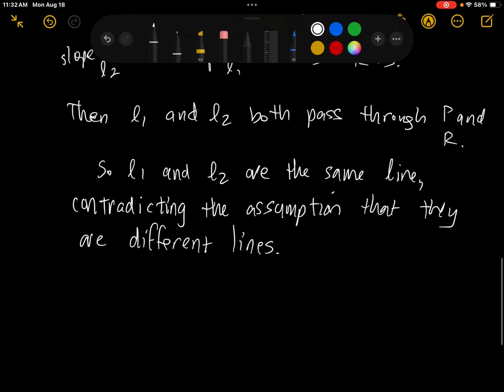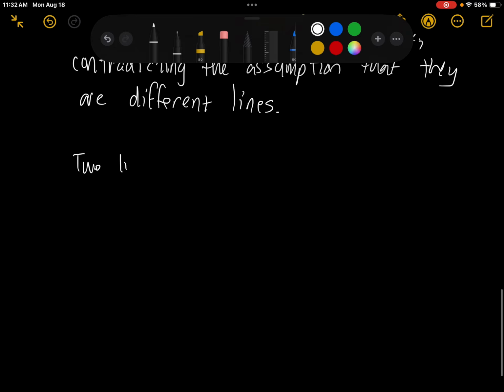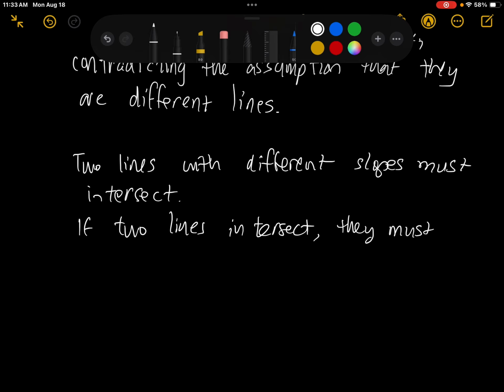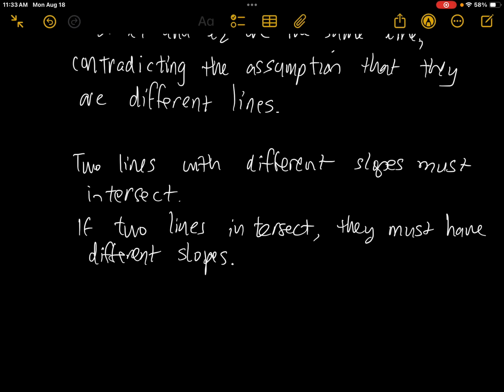So let's just record: two lines with different slopes must intersect. And if two lines intersect, they must have different slopes. That's another way to rephrase the two facts that we've proven. Okay, thanks.